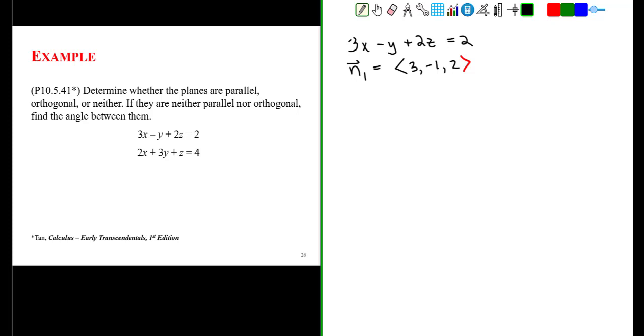A second equation describes a second plane. So the second plane is given by the equation 2x plus 3y plus z is equal to 4. And a normal vector that can be used to describe this plane has components 2, 3, 1.